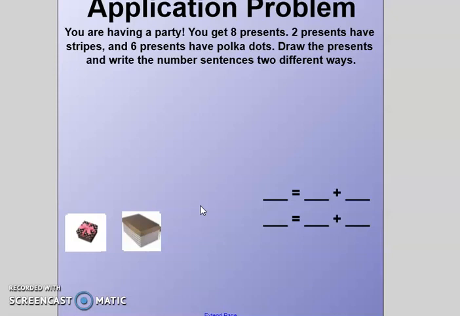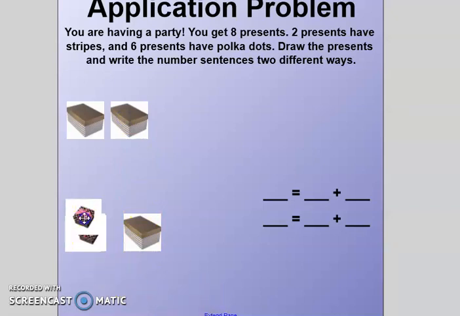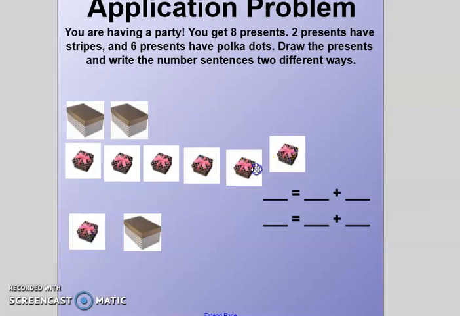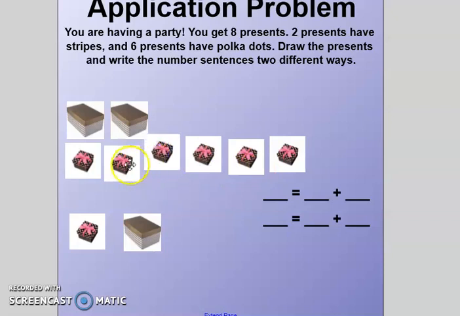So 2 presents have stripes. What I'm going to do is move them right here. 1, 2, okay? And 6 presents have polka dots. So I need 6 polka dotted presents. 1, 2, 3, 4, 5, 6. Okay. So there are my polka dots and my striped presents, okay?